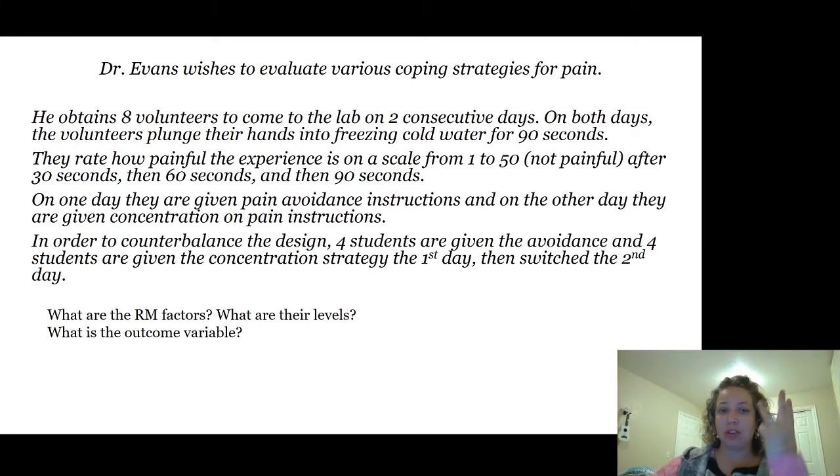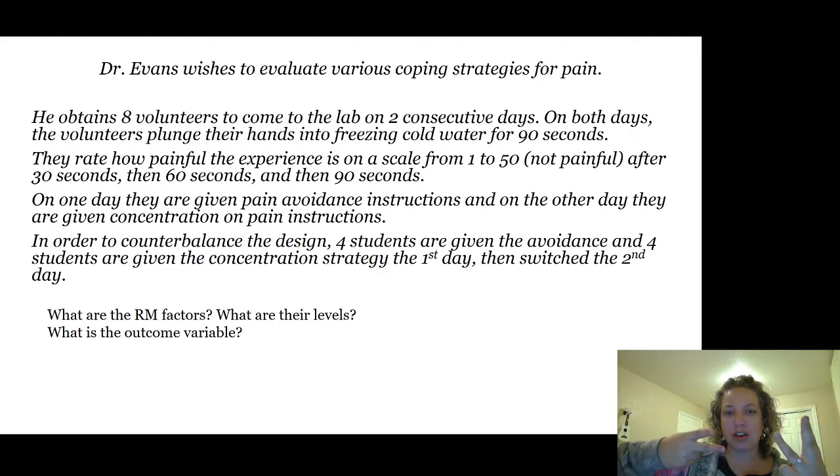We have 3 time points, 30, 60, 90, under 2 different mental conditions, focus on the pain versus avoid it. So 2 by 3 gives us the 6 combinations. 6 combinations, but we're making them 2 by 3: 2 conditions of what they're doing with their mind and 3 time periods, 30, 60, 90 seconds.